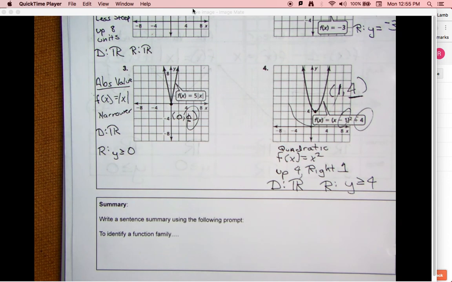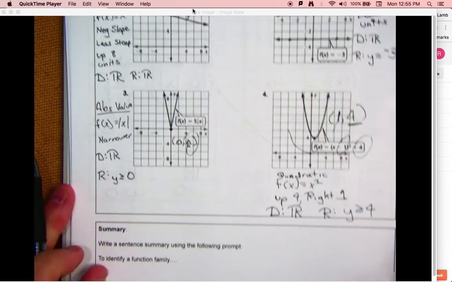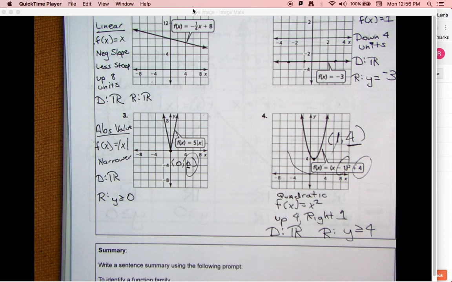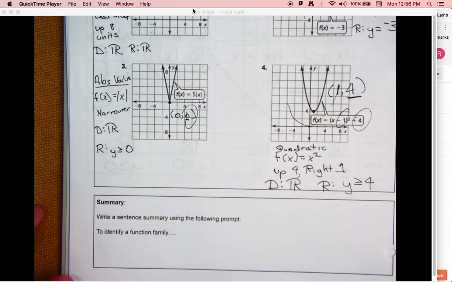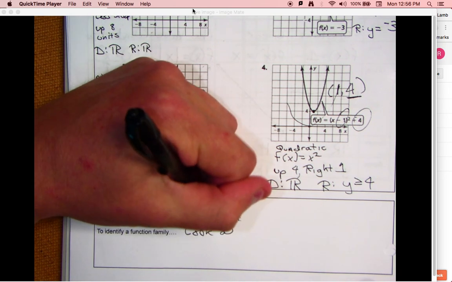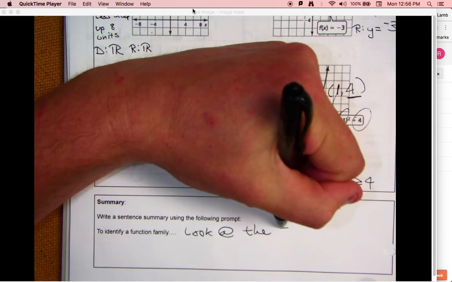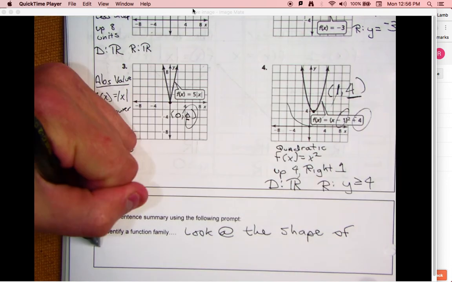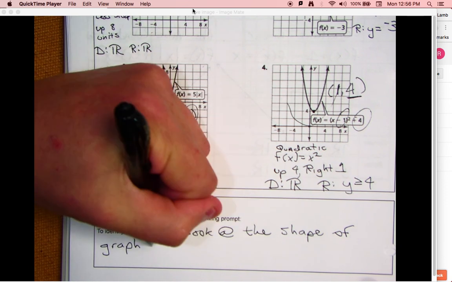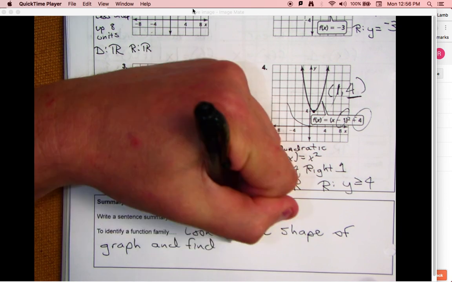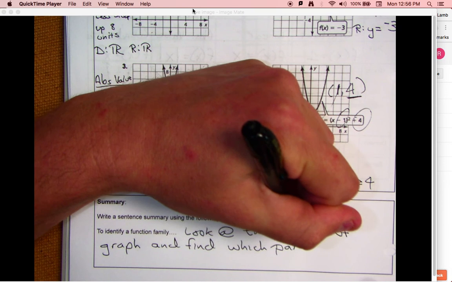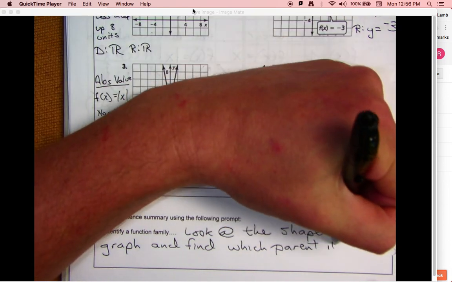And that's essentially it. If you can look at a graph, like these 4, and you can tell me what family it comes from, what the domain and range are, you're going to be in good shape. Okay? So just real quick, sum this up. What do we want to do? If we want to write a one-sentence summary to identify a function family, let's say this. Look at the shape of the graph and find which parent it resembles.